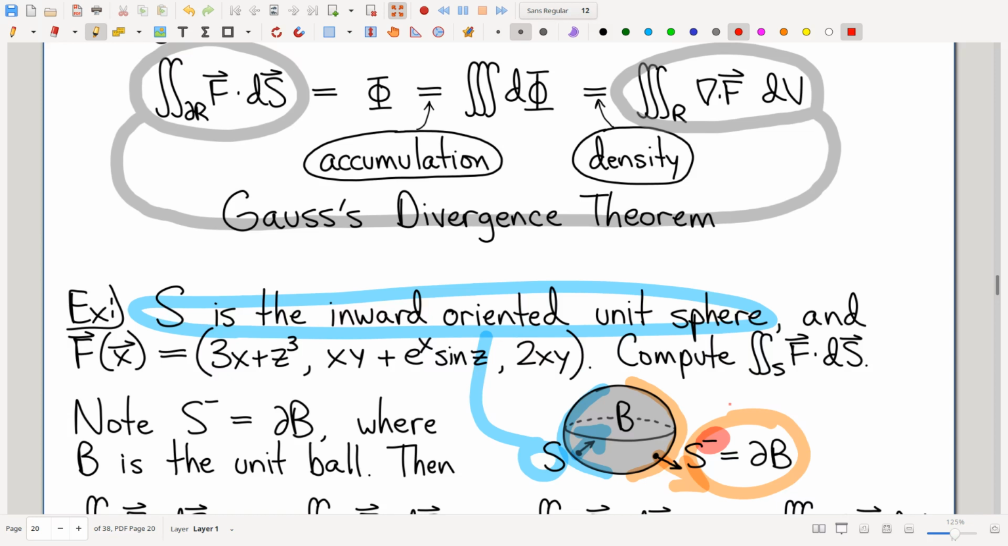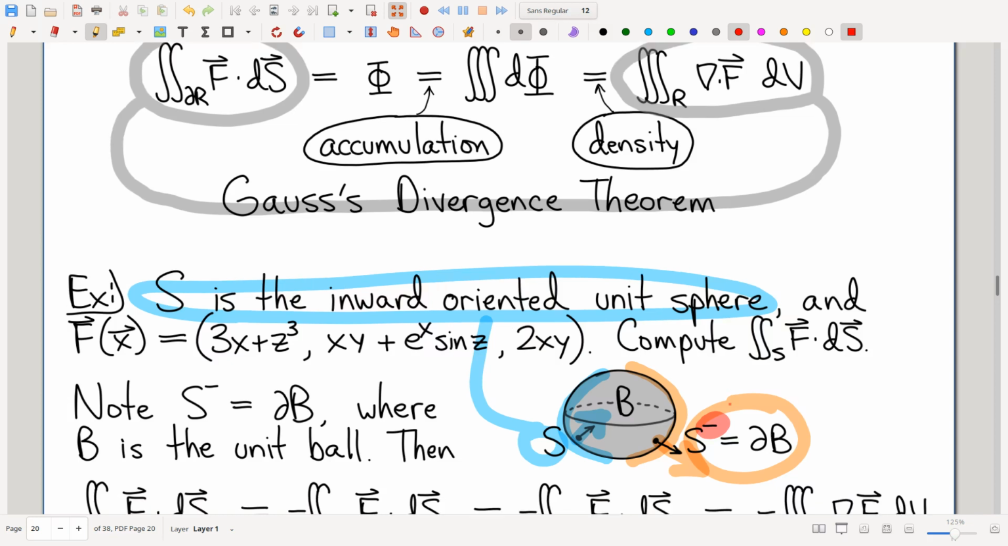Outward-oriented unit sphere. Is that a boundary? Well, sure it is. Of course it is. It's a boundary of this ball that I have in gray right there. So we can apply, right? We can apply Gauss's divergence theorem to this orange outward-oriented S minus surface. We cannot apply it to the surface we're interested in.